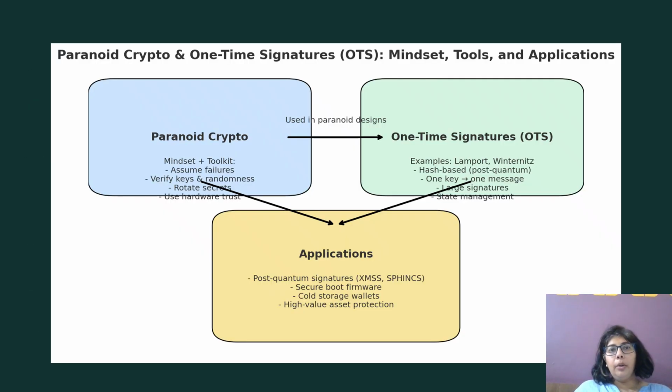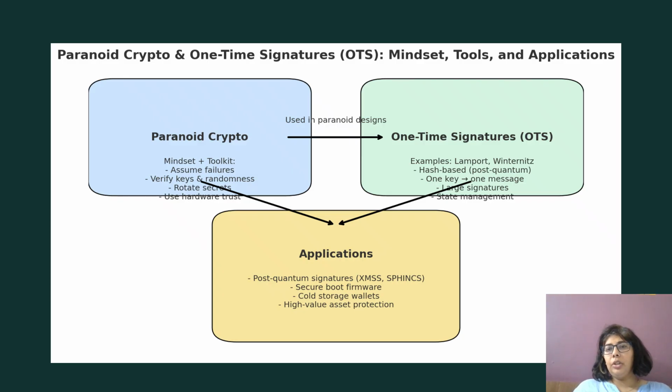Now, in paranoid crypto and one-time signatures, when we talk about mindset, tools and applications, we are looking at the crypto mindset toolkit, which assumes that certain failures are going to happen: hardware, certain equipment, certain algorithms, certain conditions are going to fail. When we verify keys and randomness, we rotate certain secret keys and use hardware trust.